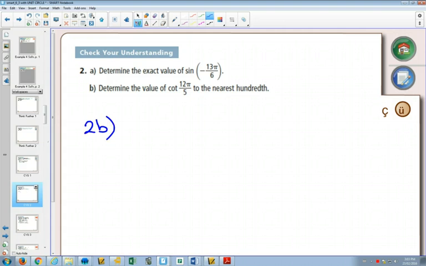So we're going to figure out the value of cotangent 12 pi over 5 to the nearest hundredth. Well, that means that we're going to have to use our calculator. Do we have a cotangent button on our calculator? No. But what is cotangent related to? Tangent.